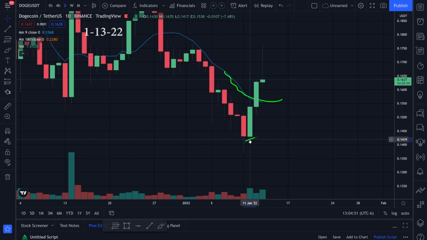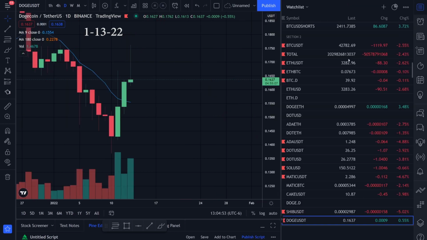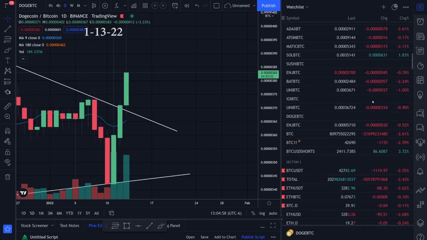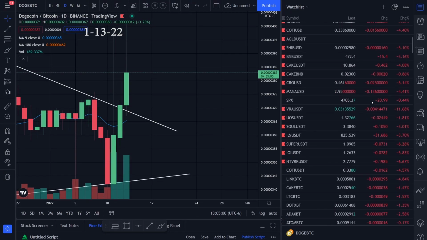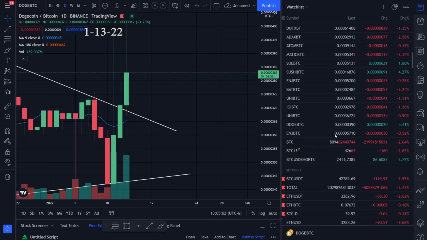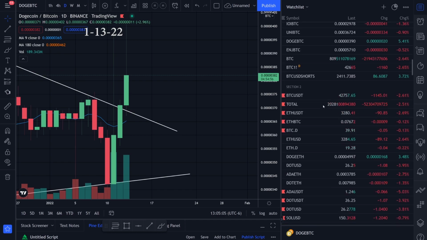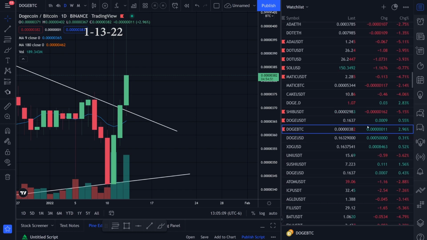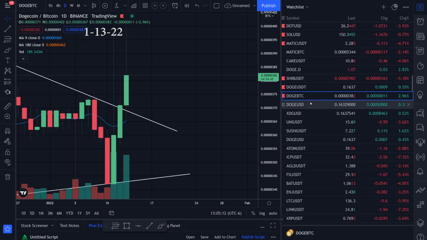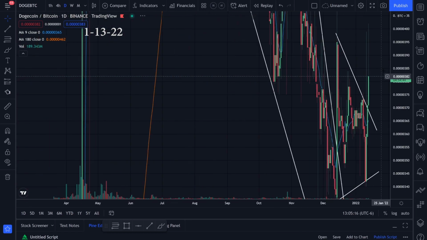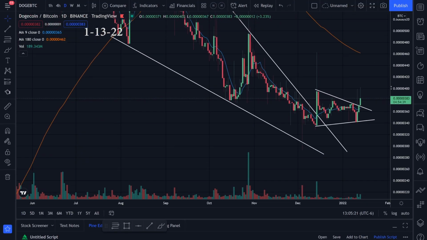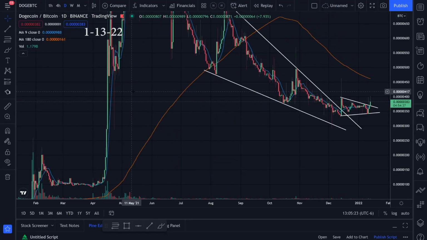The other thing I wanted to show you that actually looks pretty good is if we jump over to Dogecoin to Bitcoin. Not a lot of green stuff on the charts right now, except for, I mean, it looks like Solana, Sushi, Dogecoin. The Bitcoin shorts are up. Dogecoin to Ethereum's up, and Dogecoin to Bitcoin, and Dogecoin is up. I mean, what I'm saying is it looks like Dogecoin is doing pretty good while a lot of other stuff isn't. And if we go to the Dogecoin to Bitcoin chart, let's check this out real quick.